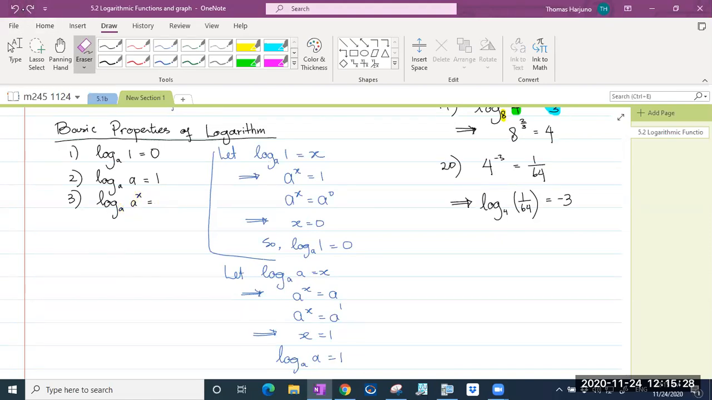And finally, this is a result that we're supposed to see later. Log base a of x equals log base a of y implies x equals y. In other words, log function is one to one.